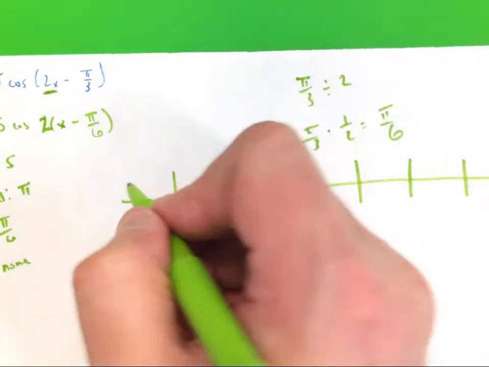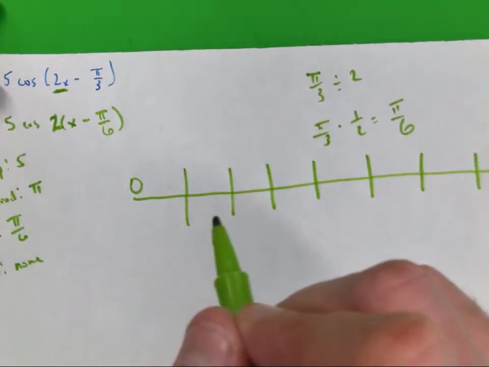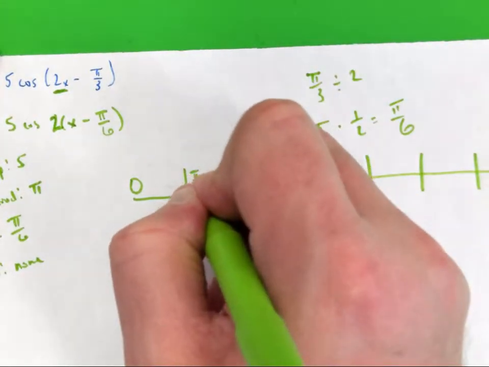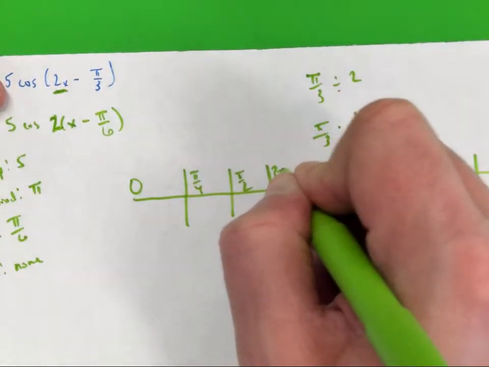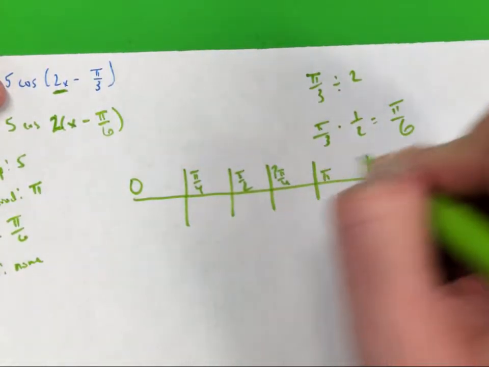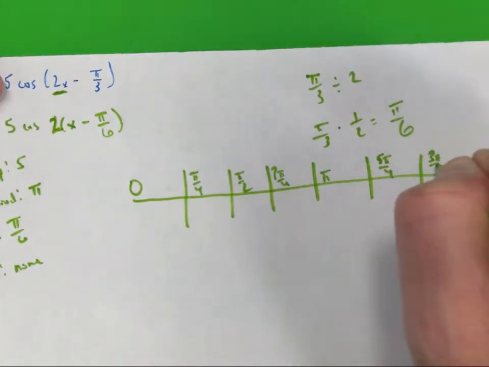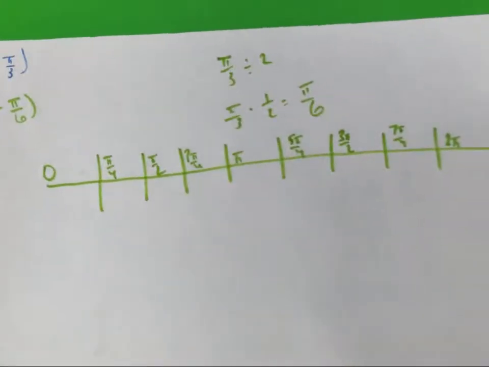Okay. Take your pi, divide it by what? 4. Remember we did that. Pi over 4, pi over 2. Well, I'll start with 0. 3 pi over 4, pi. 5 pi over 4. 6 pi over 4 is 3 pi over 2. 7 pi over 4. 8 pi over 4 is 2 pi. So I got that.